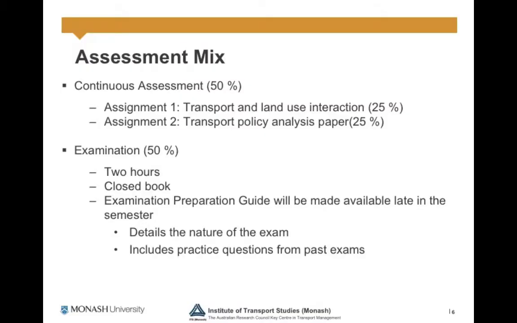The assessment mix in this unit is a 50% exam and 50% continuous assessment. The continuous assessment is 2 assignments, a transport and land use interaction paper and a transport policy analysis paper. The exam is 2 hours, closed book. The exam preparation guide will be made available later in the semester. It will explain the nature of the exam and include practice questions from past exams so that you can be ready for your end of semester exam.